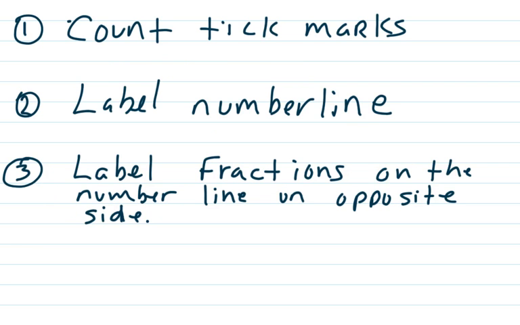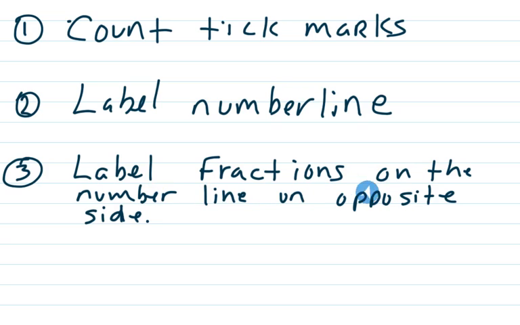So one of the things you want to do when you have a number line is count all your tick marks. Most decimal number lines are going to be in tenths, or going to be separated into 10 tick marks between each whole number. You want to label your number line all the way through. Don't look at the problem. Label the number line, the whole thing. Remember, don't cheat the math.